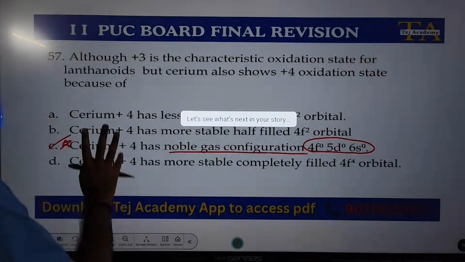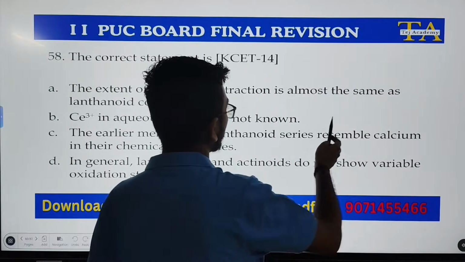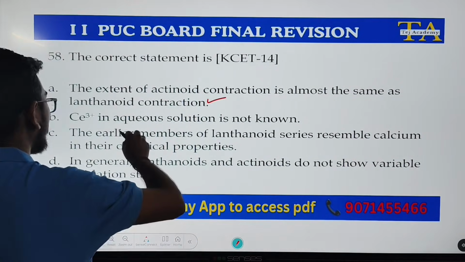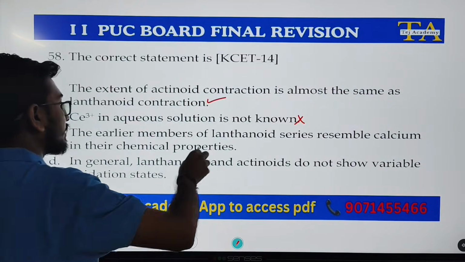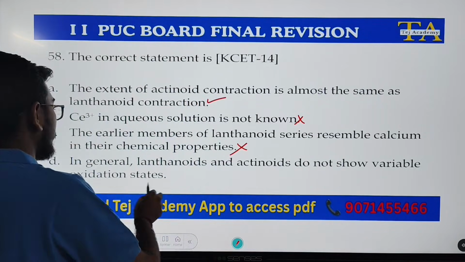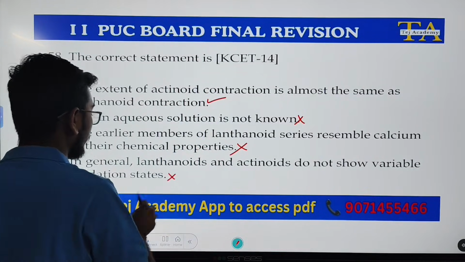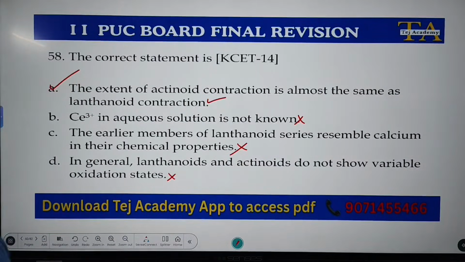So they can give this in the form of fill in the blanks or 1 mark questions. So the correct statement is: the extent of actinide contraction is almost the same as lanthanide contraction. Correct. Ce3+ in aqueous solution is not known. Wrong. The earlier members of the lanthanide series resemble calcium in their chemical properties. Wrong. In general lanthanides and actinides do not show variable oxidation state. Wrong. So which option is correct? Option A is the right answer.